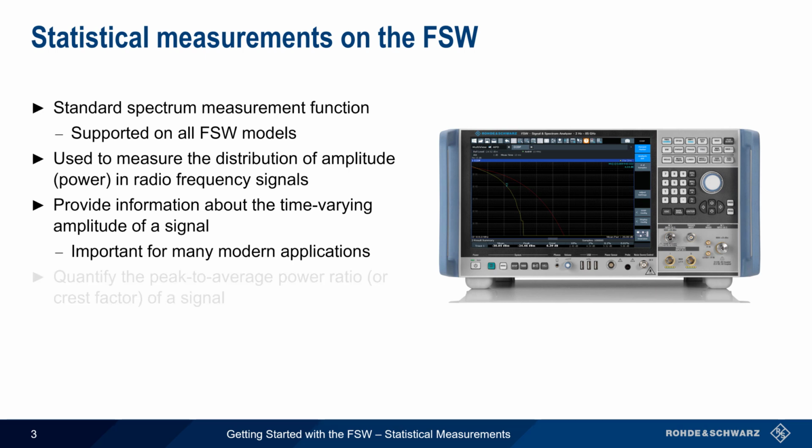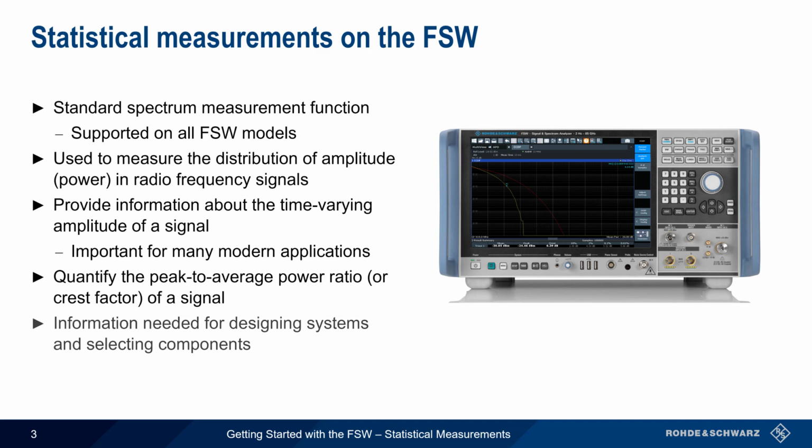Statistical information is often used to quantify this variation in the form of peak-to-average power ratio, also commonly called crest factor, and in turn this information is used when designing systems and selecting components.